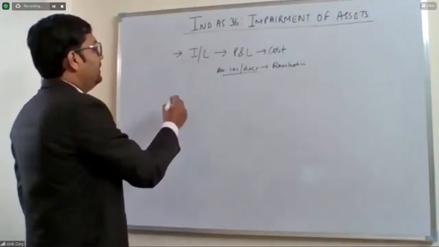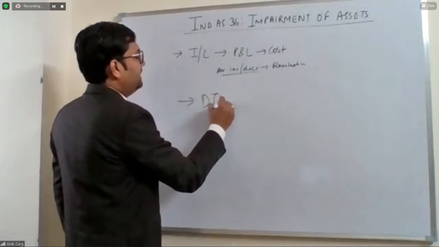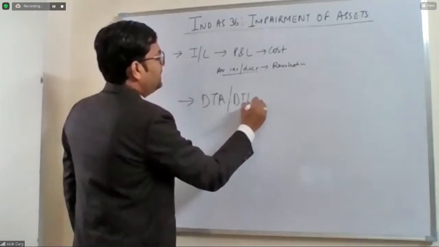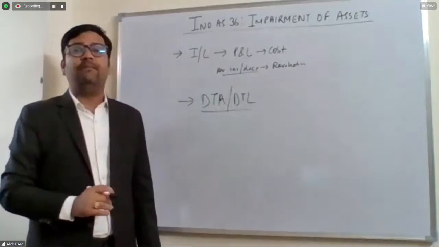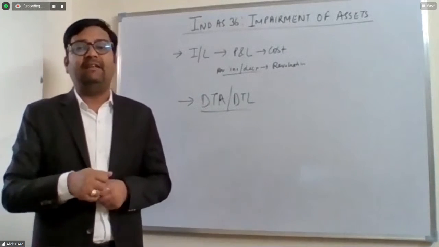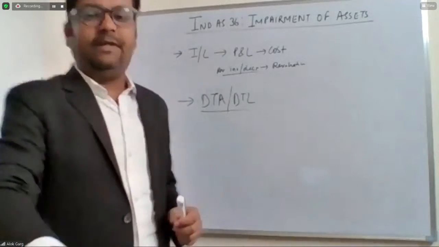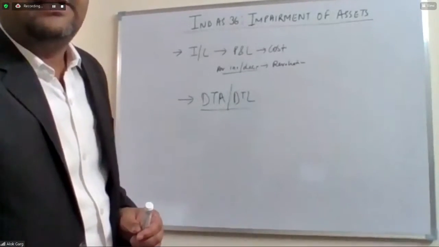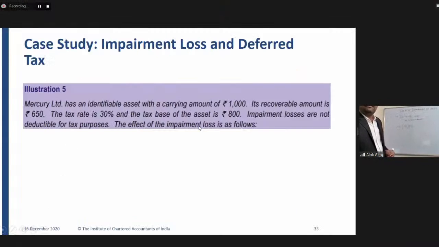So the standard says that your deferred tax asset and deferred tax liability is required to be compared with the revised carrying value of the asset. So let me take you through a case study on this deferred tax asset. This is from Institute study material. Mercury Limited has an identifiable asset with a carrying amount of rupees 1000. This is illustration number 5.